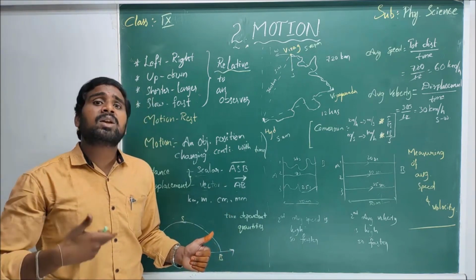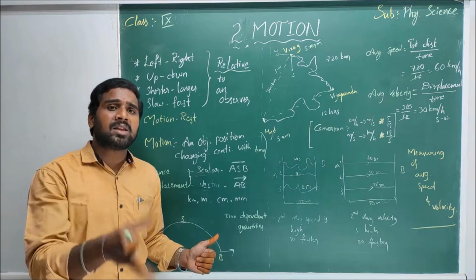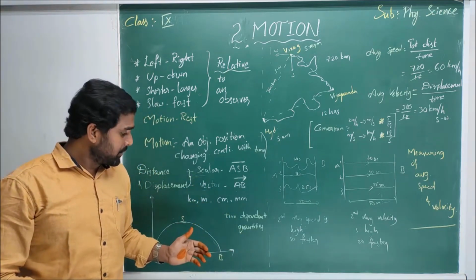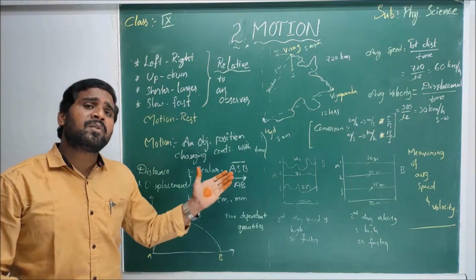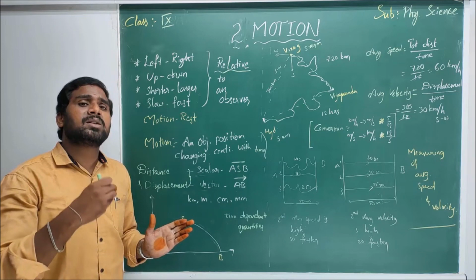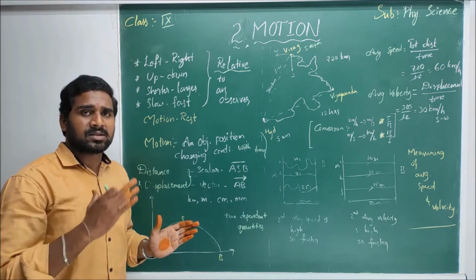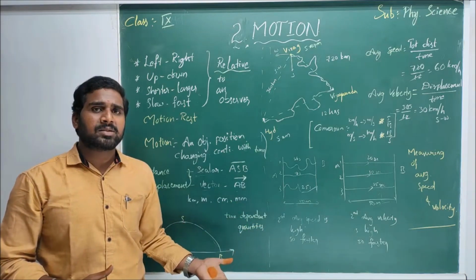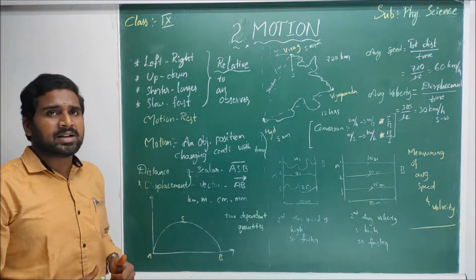Without time changing, we cannot experience anything in the universe. So, these two are time dependent quantities. And what are the units of distance and displacement? The words distance and displacement are simple lengths. So, the units are kilometers, meters, centimeters, or millimeters. It is simple about distance and displacement.